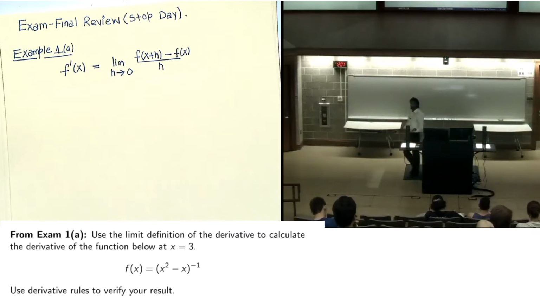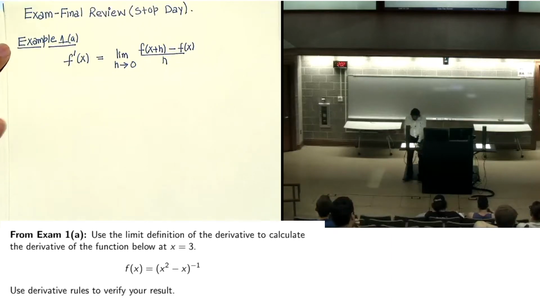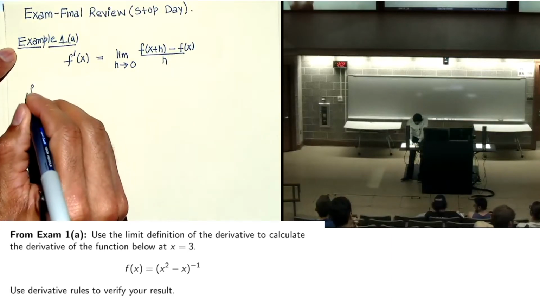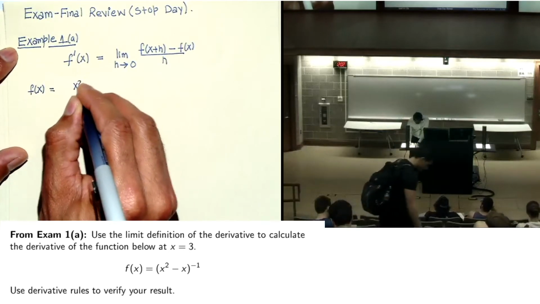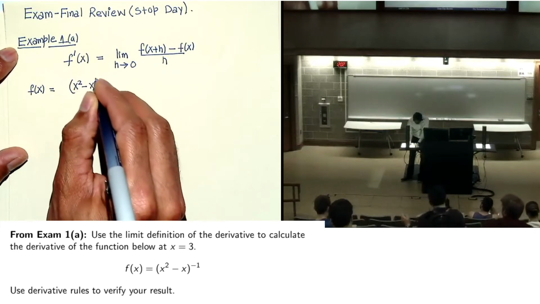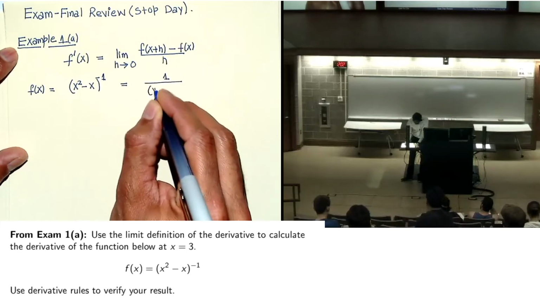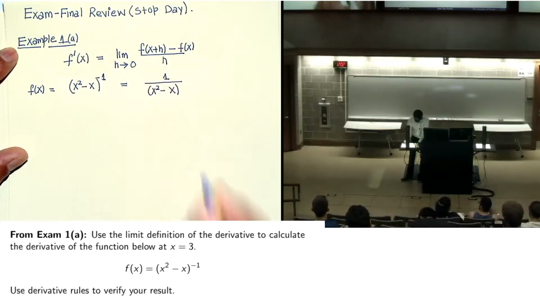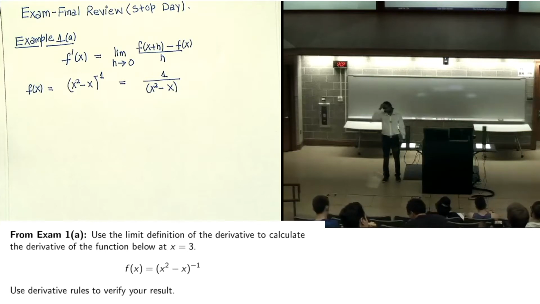So when I plug f into this, what I need to do is simplify. I need to remove the singularity, because this is a 0 over 0 form. I somehow need to simplify in a way that I can remove the singularity and get the limit. Okay, so what is my function here? f of x is x squared minus x, the whole raised to the power negative 1. And this can also be written as 1 over x squared minus x. Is that okay? If the exponent is negative, we can move the factor to the denominator.